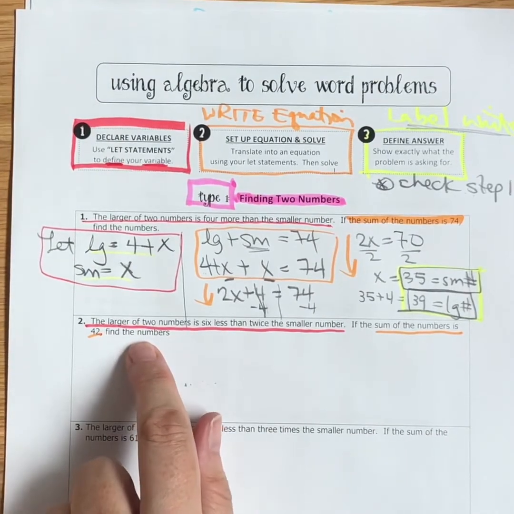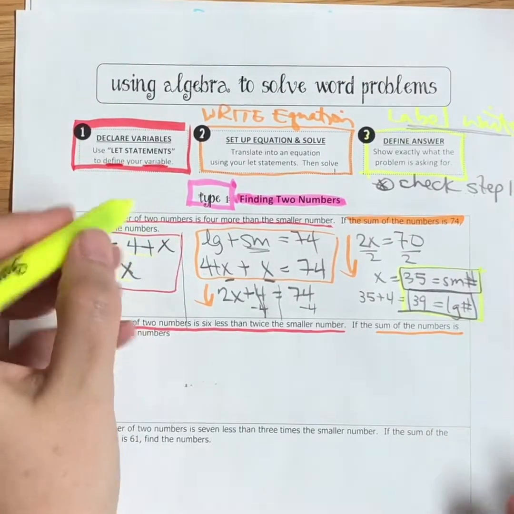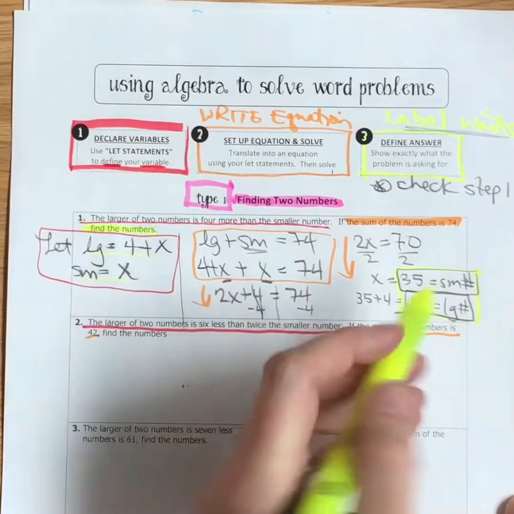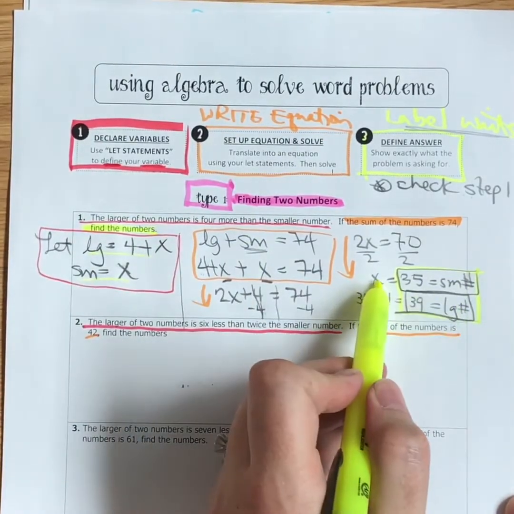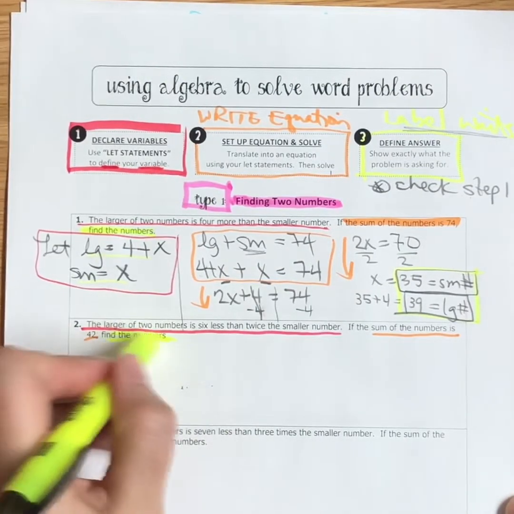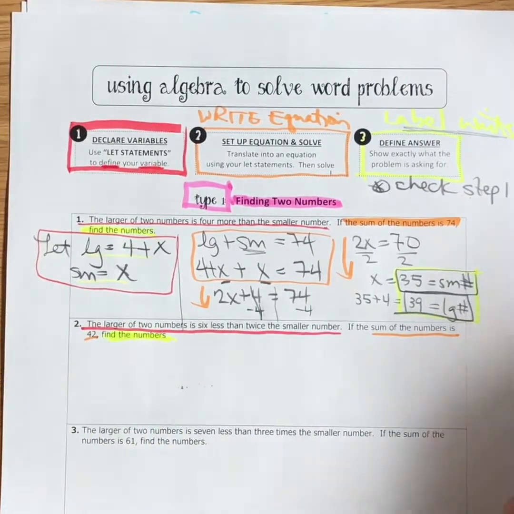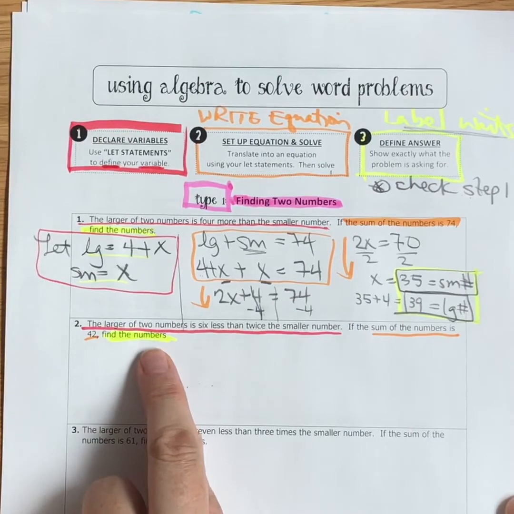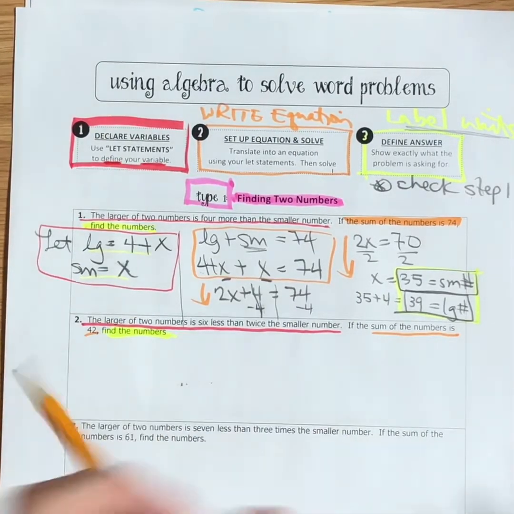And then step 3, actually I could go back here and say, see how it says find the numbers? That's how we know there's more than one answer. We couldn't just say X. That's going to be our step 3. So this part, the fact that they tell you to find the numbers and it's plural, means that there's going to be more than one answer. All right, so let's go back to step 1.